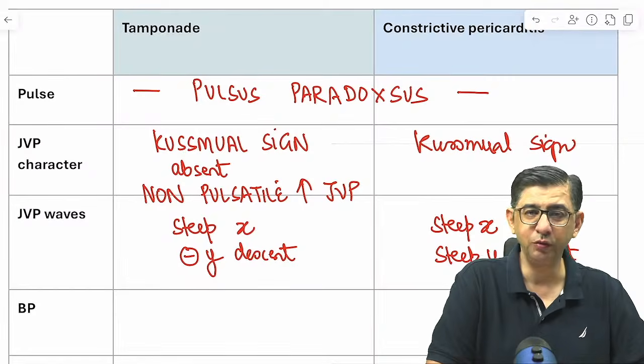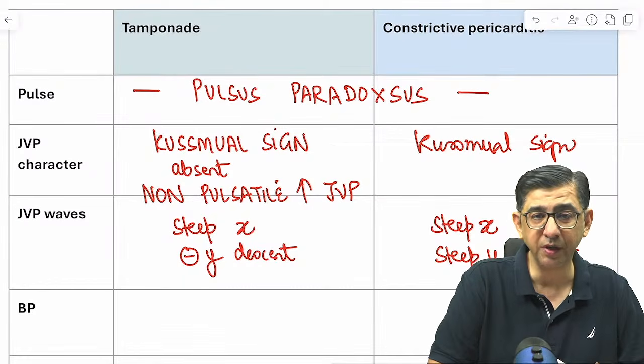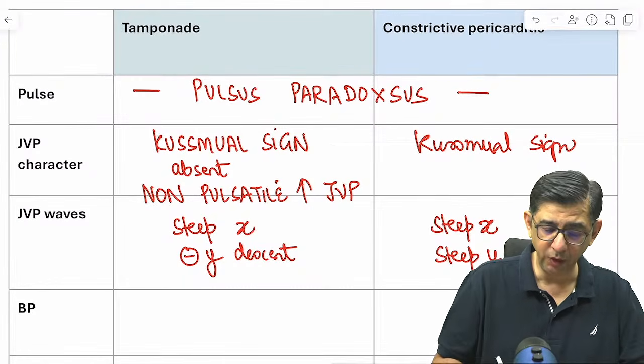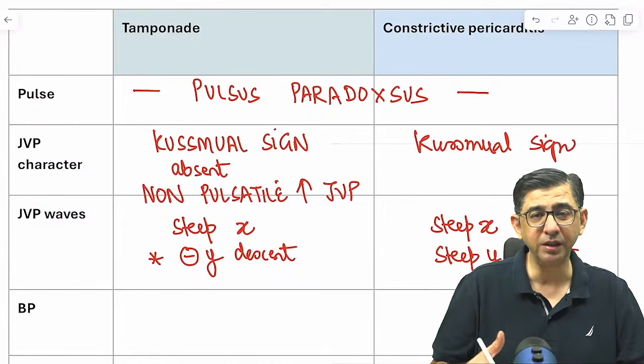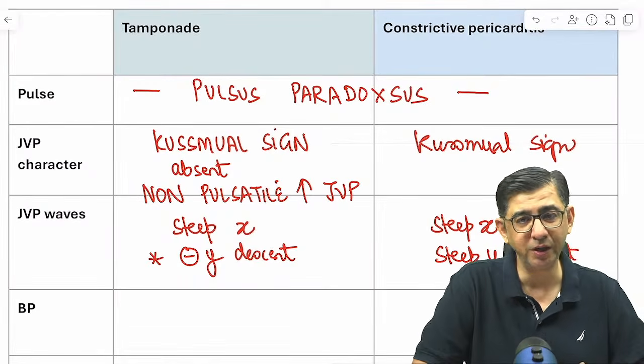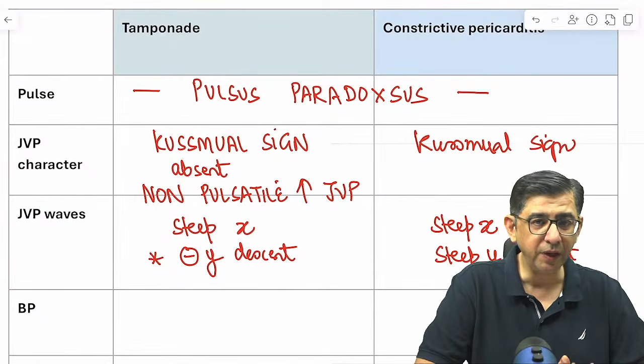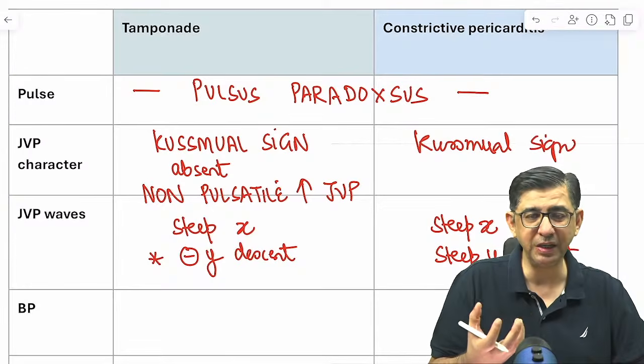I would suggest you to focus on what is the fundamental difference, that is an absent Y descent, and no need for any mnemonic. It is rational, sir. In any set, it's not the funny mnemonics that work. It is the impaired filling. Imagine the heart is being crushed from outside.